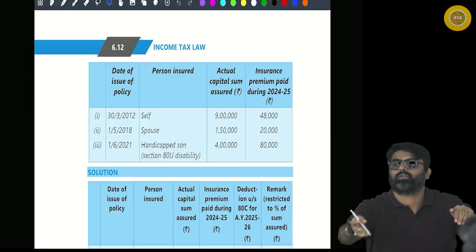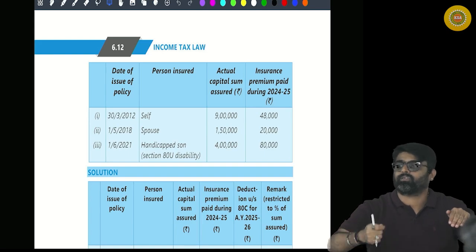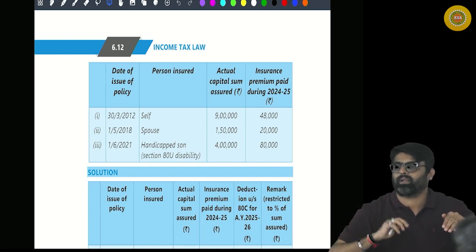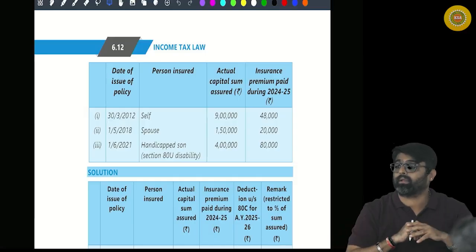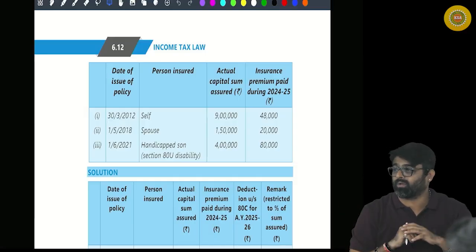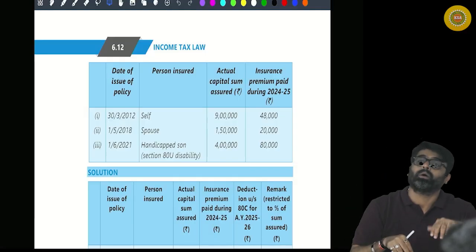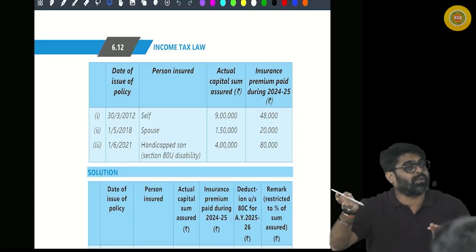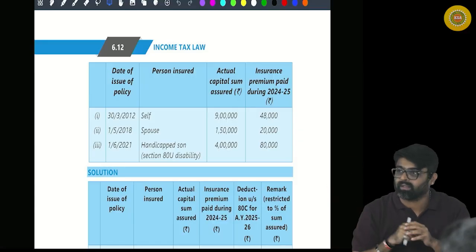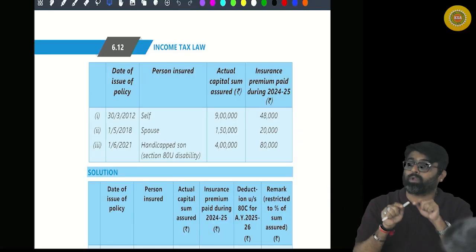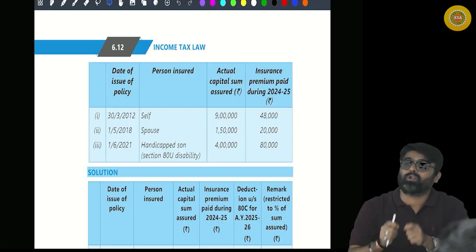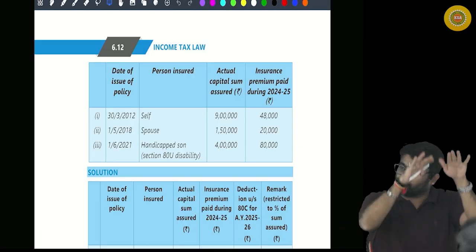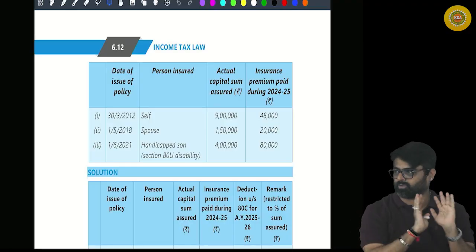First one is life insurance premium. Then the second one is non-commutable deferred annuity plan. Then it is the Sukanya Samriddhi account. Then it is payment for provident fund. Then it is payment or deposit in public provident fund. Then if you are contributing in the notified units of UTI or mutual fund, or contributing in ULIPs, all those payments are given. So you are supposed to see the list from there.